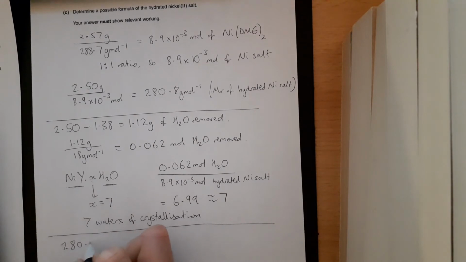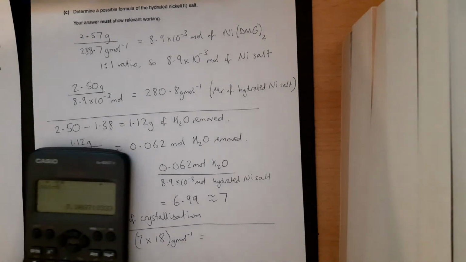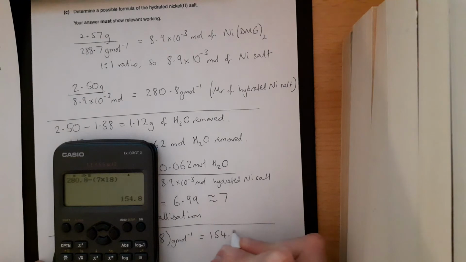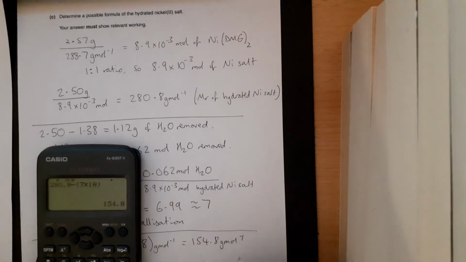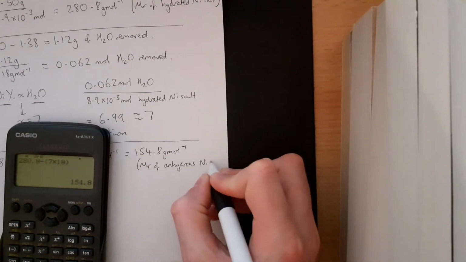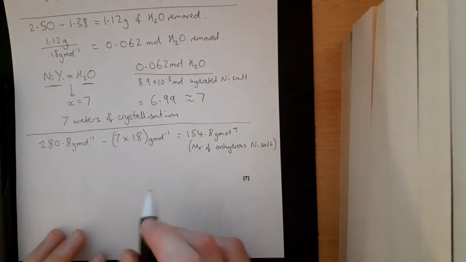So 280.8 minus 7 times 18 for the 7 waters. So 280.8 minus 7 times 18 is 154.8 grams per mole. So that is the Mr of the anhydrous salt. Oh, and then we're basically done, aren't we? Now we can just take away the mass of nickel, and that's going to give us the other bit.